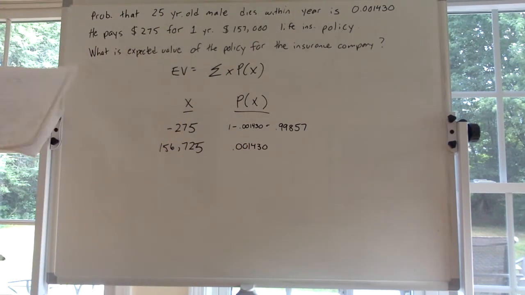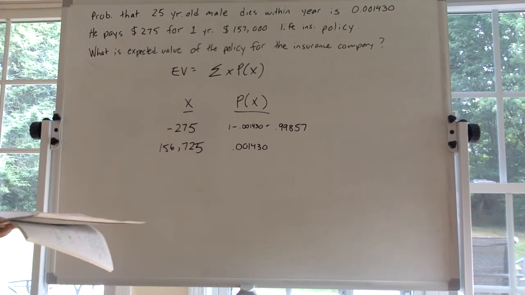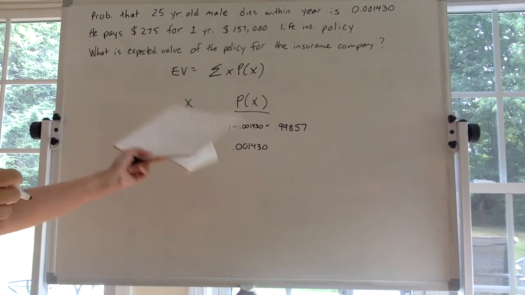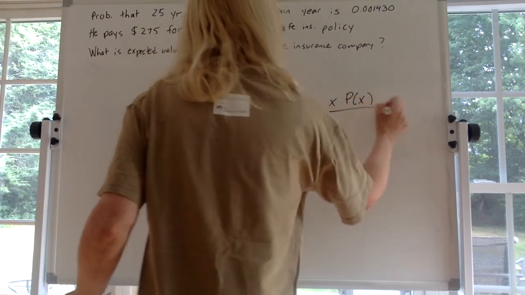Okay, so I think that's the hardest part of this problem, figuring out the table. Now let's just do the mechanics. We have to multiply each x by the probability and add them up. So I add another column, which I call x times p of x.